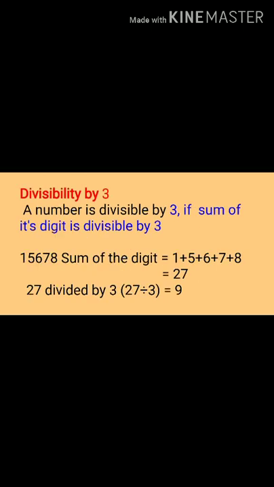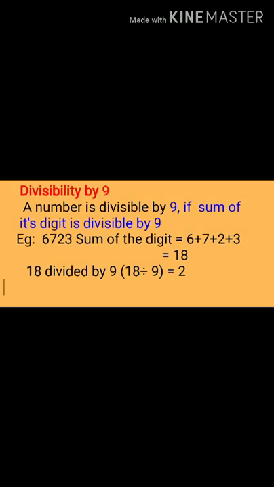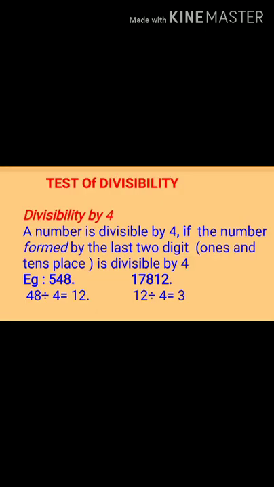A number is divisible by 3 if the sum of the digits is divisible by 3. A number is divisible by 9 if the sum of the digits is divisible by 9. Now we are going to learn divisibility by 4.